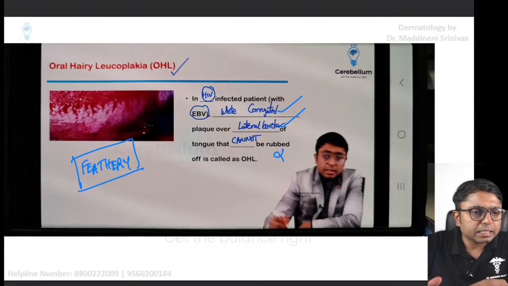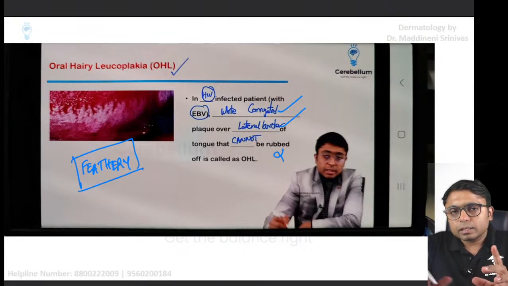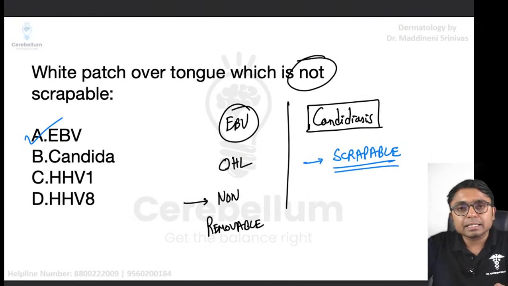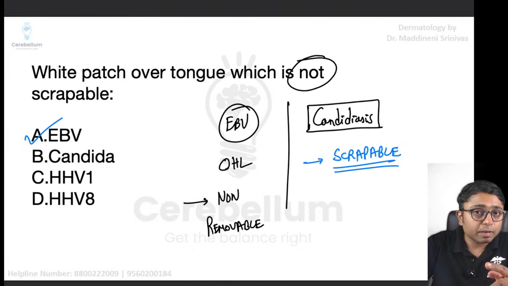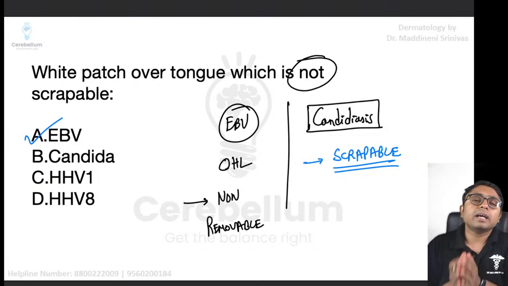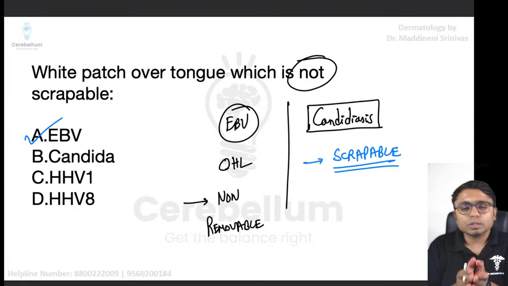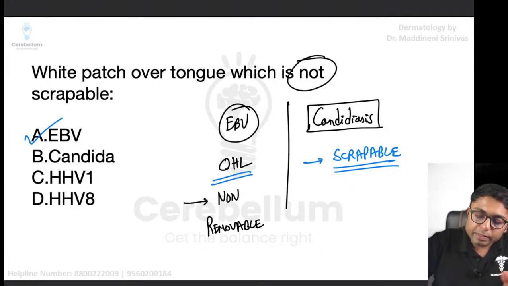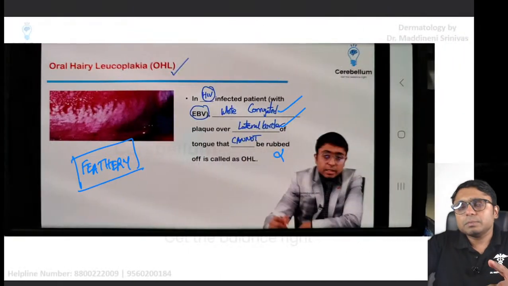So thank you, Dr. Rajneesh. There was no image, it was just mentioned that a white patch is present which is not scrapable. So the NOT is going to change the answer from Candida to Epstein-Barr virus. If it was given as scrapable, the answer would have been Candida. Some students might have answered it as Candida. So sorry students, the answer is EBV, Epstein-Barr virus, which is associated with oral hairy leukoplakia.